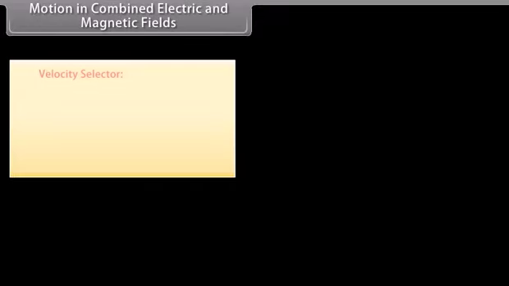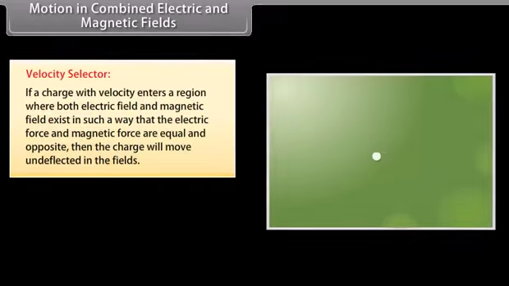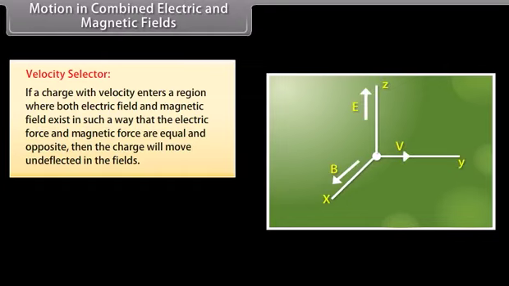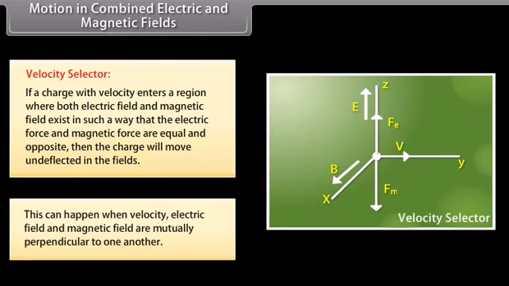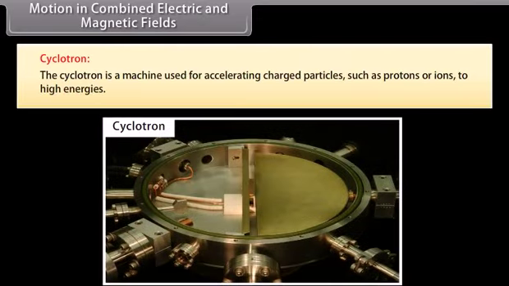Motion in combined electric and magnetic fields. Velocity selector. If a charge with velocity v enters a region where both electric field and magnetic field exist in such a way that the electric force and magnetic force are equal and opposite, then the charge will move undeflected in the fields. This can happen when velocity, electric field and magnetic field are mutually perpendicular to one another. Cyclotron. The cyclotron is a machine used for accelerating charged particles such as protons or ions to higher energies.